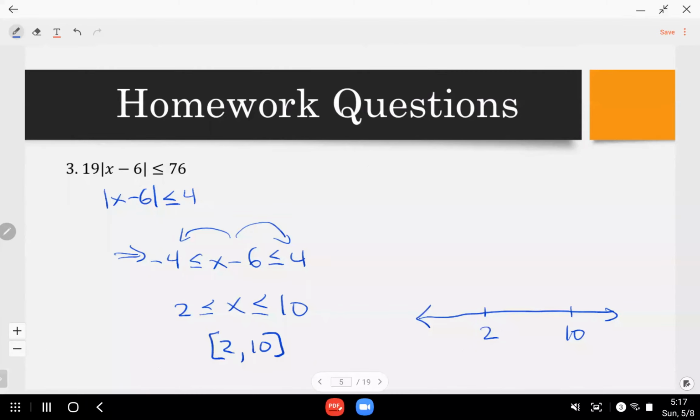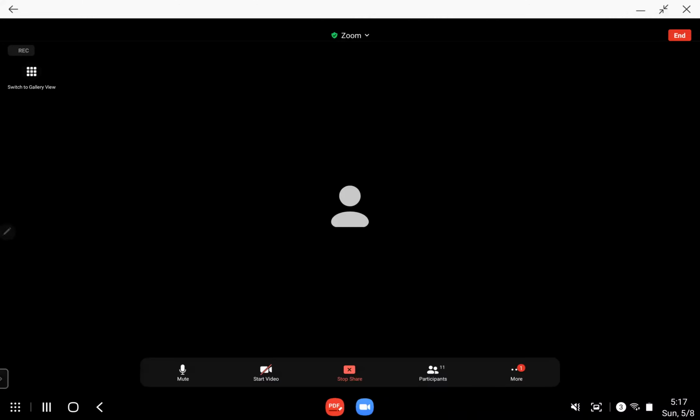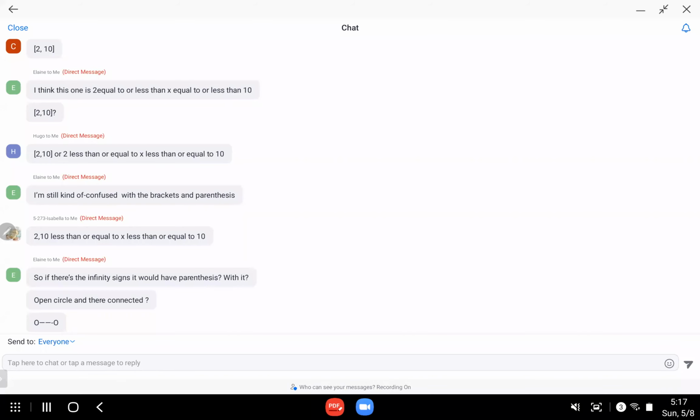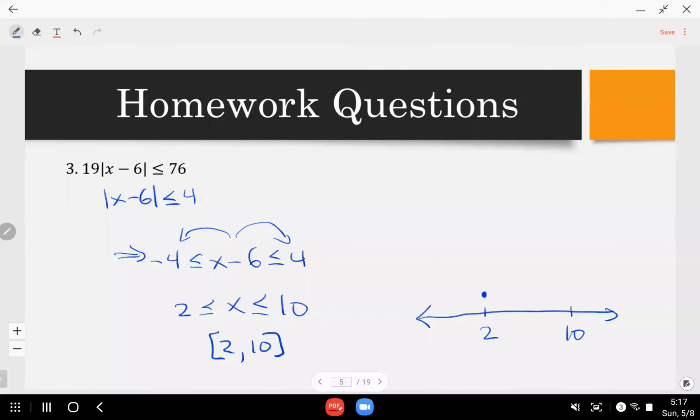This 2, it's included, right? If it's included, so we're going to have what? A closed circle on it, right? A closed circle. Do you understand? Yes, open circle and connected. Okay, open circles are for the points that are not included.